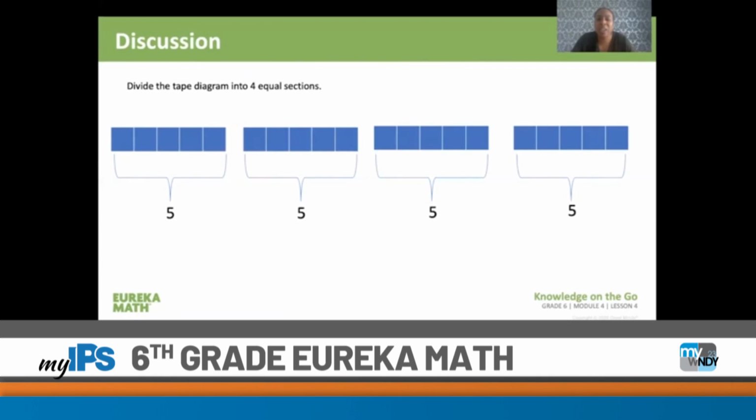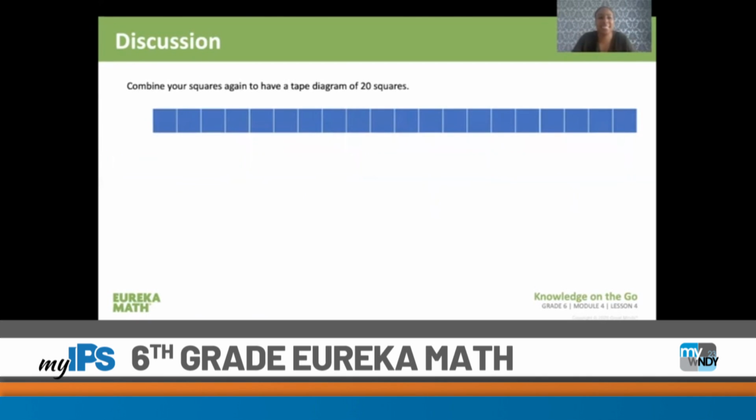Take a moment to write a number sentence to model what we just displayed with our tape diagram. Our number sentence will be 20 divided by 4 equals 5. Now let's combine our squares again to have a tape diagram of 20 squares. Now let's subtract 4 squares from our tape diagram. Let's write an expression to model what we just did.